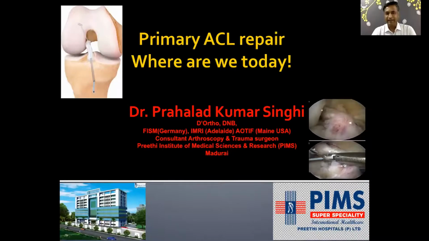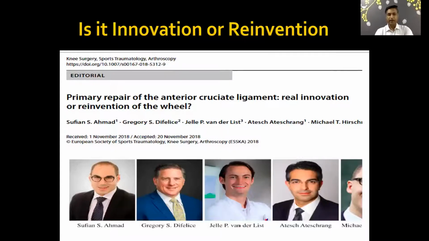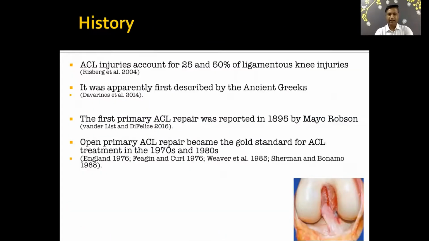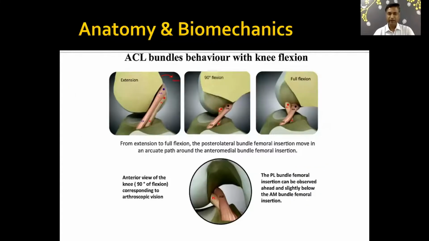So after seeing why an ACL fails, we will now see what is the role of primary ACL repair in our practice. So ACL repair is nothing new. These researchers have done extensive research with regard to primary repair. So we all come across these ACL injuries in our day-to-day practice, and way back in 1895, Vassan first described the ACL repair. ACL repair was the gold standard treatment in the 1970s and 80s before they realized that it had a lot of failures and started doing reconstruction.